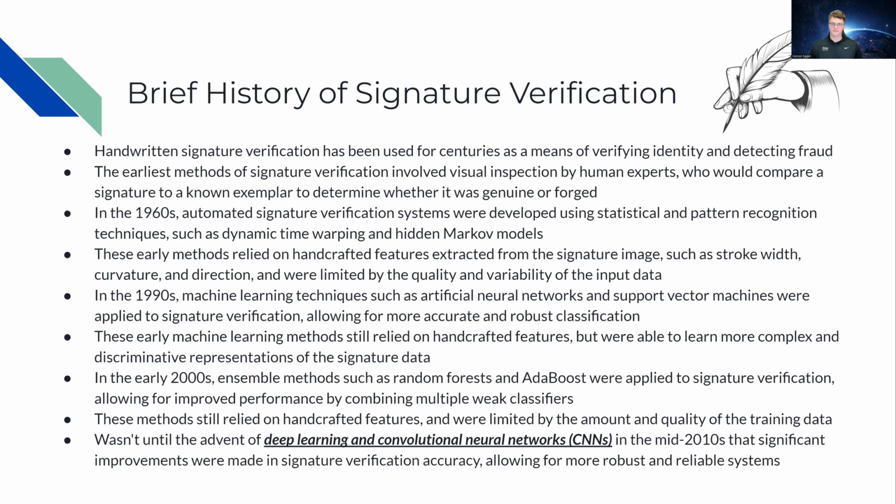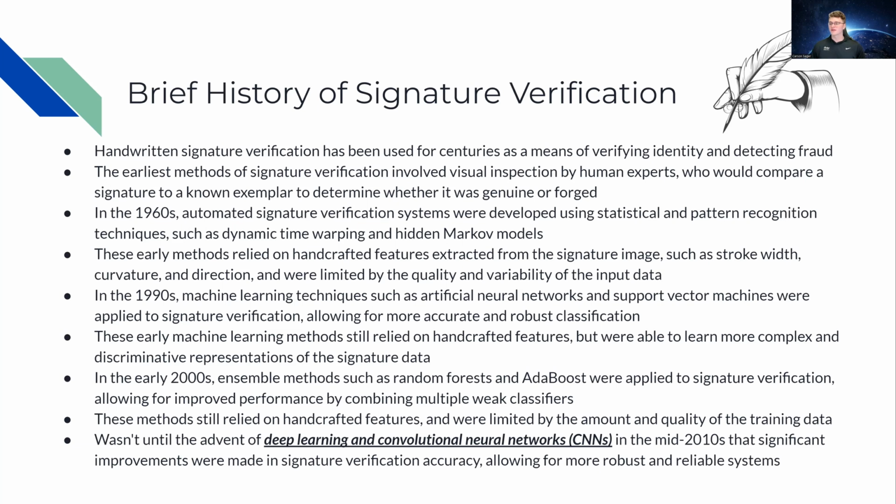In the early 2000s, ensemble methods such as random forests and AdaBoost were applied to signature verification, allowing for improved performance by combining multiple weak classifiers. These methods still relied on handcrafted features and were limited by the amount and quality of the training data.